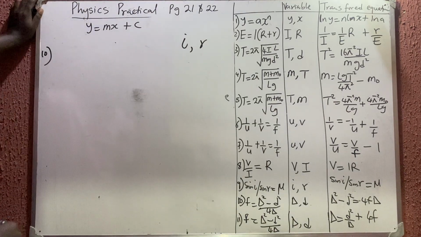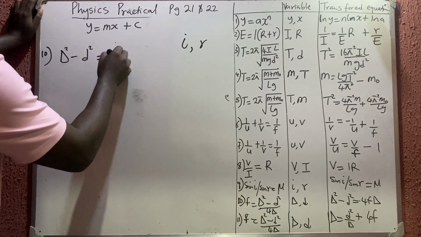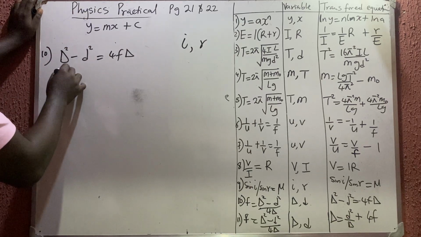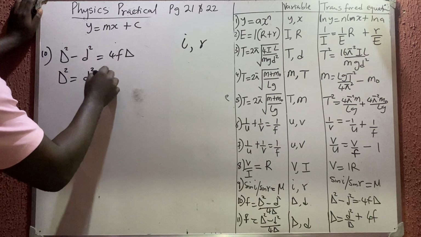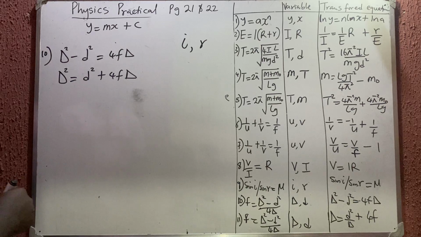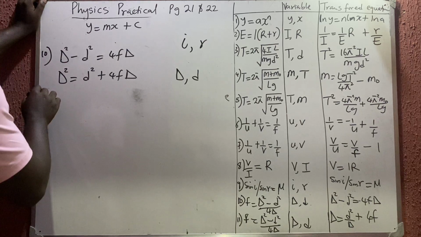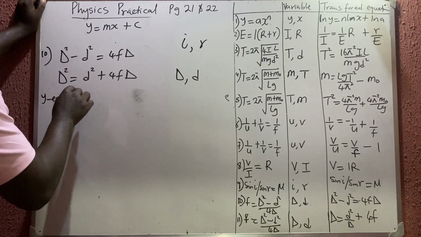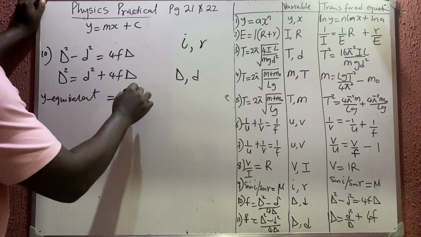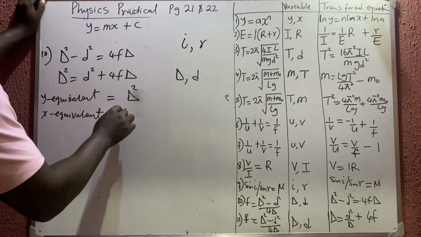So question number 10 gave us that D squared minus small letter d squared is equal to 4fd. So obviously we'll just take this to the other side to have that D squared staying alone will now be d squared plus 4fd. Okay, so that is that. So from here they gave us D comma d. So obviously our y equivalent is D squared, while our x equivalent will now be small letter d squared.